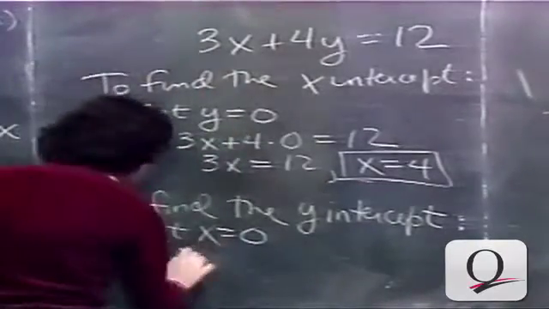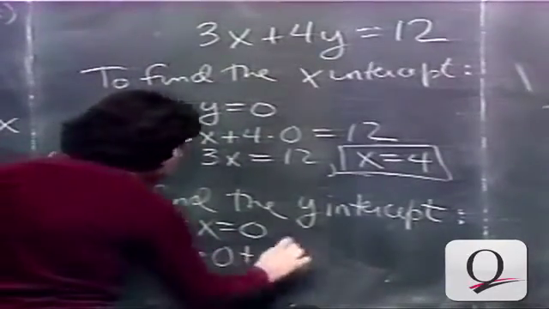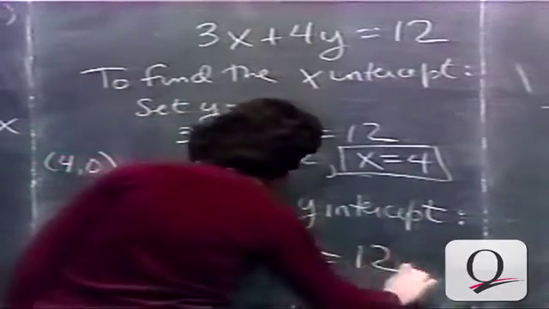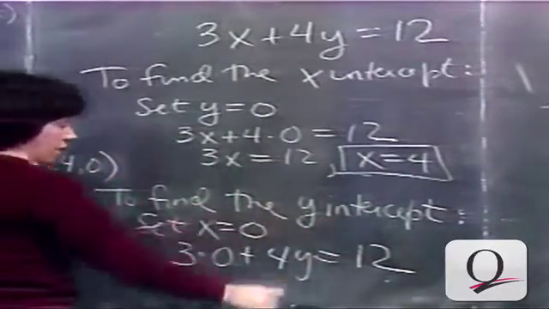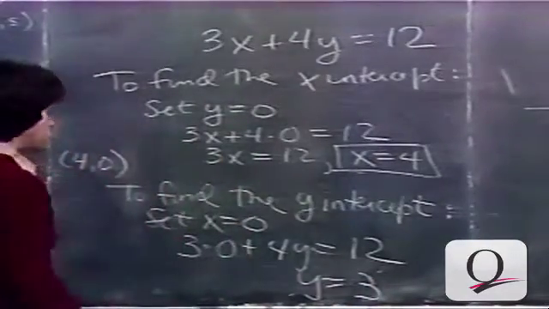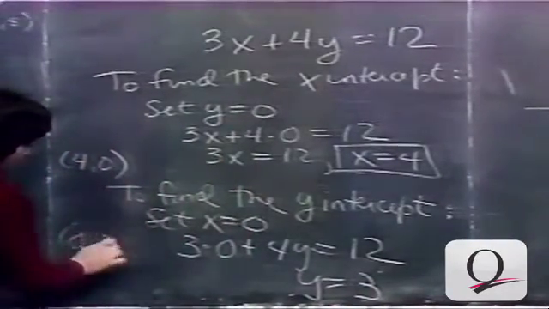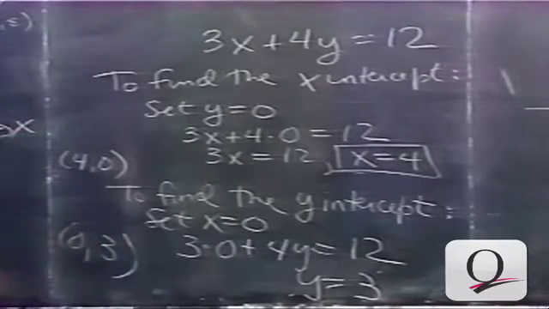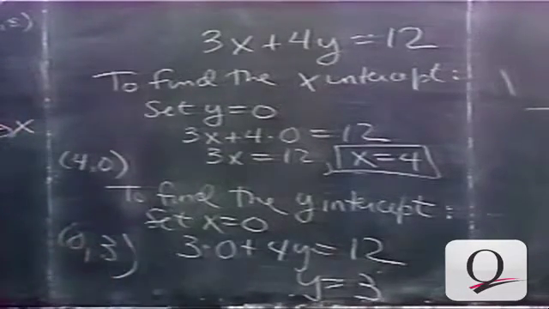Okay, 3 times 0 plus 4y equals 12. 0 plus 4y equals 12. y is equal to 3. We set x equal to 0 and find out that y equals 3. We get a point that has x equals 0. This 3 is the y-intercept.